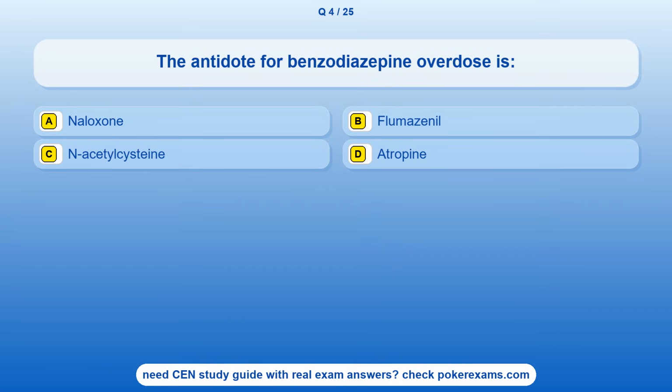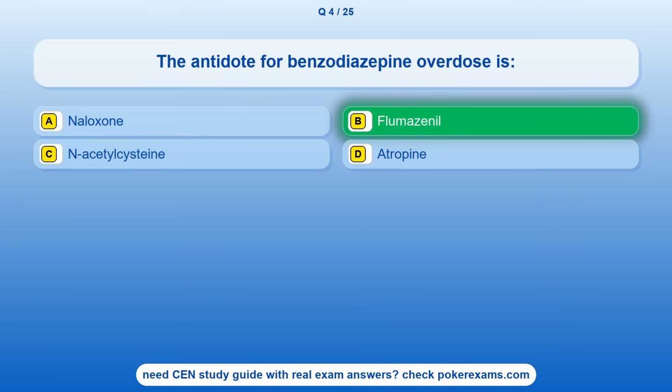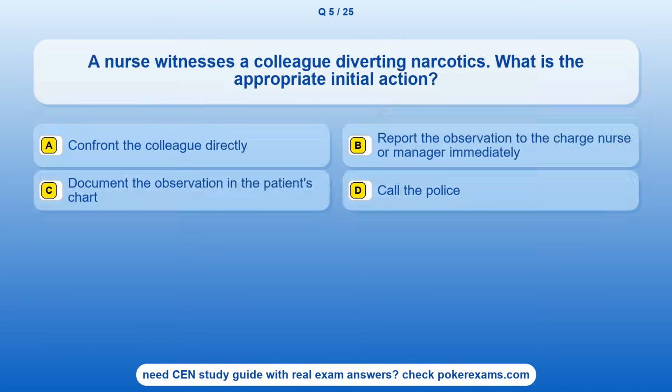Question 4. The antidote for benzodiazepine overdose is Option A. Naloxone. Option B. Flumazenil. Option C. N-acetylcysteine. Option D. Atropine. The correct answer is option B. Flumazenil.